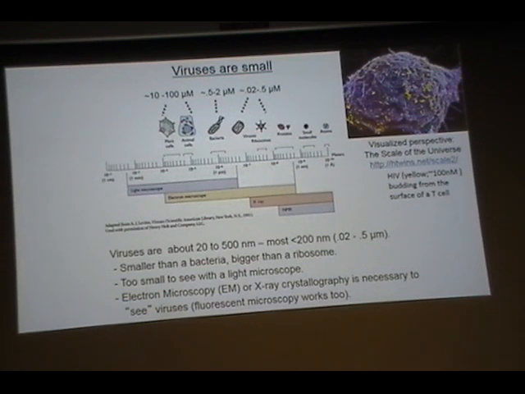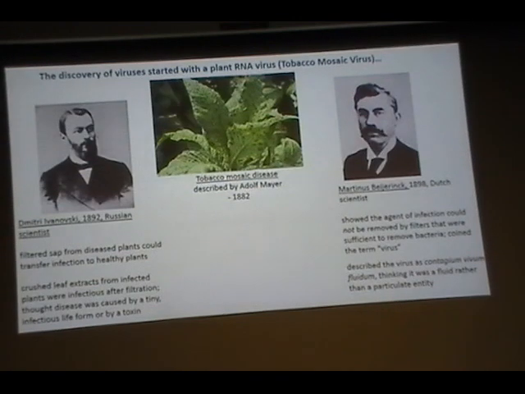Viruses fall in this category right here, around the size of a ribosome. They're like 20 to 500 nanometers in size. So very small, and you can appreciate that on this T cell here that is budding virus. These little yellow guys are HIV virions budding from the surface of a cell. So you can appreciate that these are very small little guys. And it's that property, the fact that they're so small, that led to their discovery.